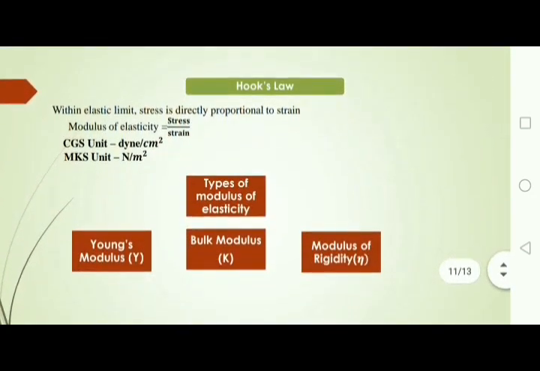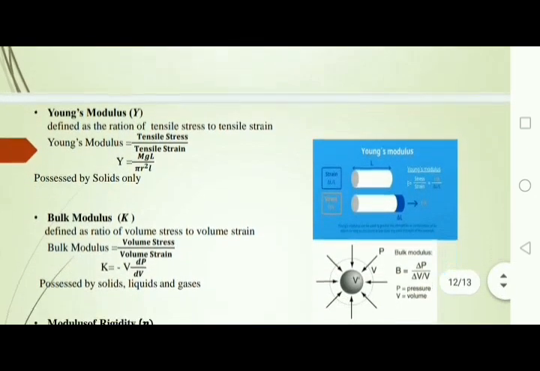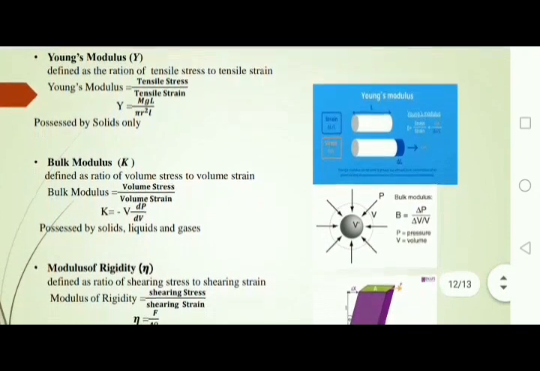Next we will move on. What is Hooke's law? We have seen. Within the elastic limit, stress is directly proportional to strain. The ratio of stress to strain gives us the modulus of elasticity or coefficient of elasticity or elastic constant. Its CGS unit is dyne per centimeter square, and its SI unit is newton per meter square. Types of modulus of elasticity are Young's modulus, bulk modulus, and modulus of rigidity. So we'll see what Young's modulus is.